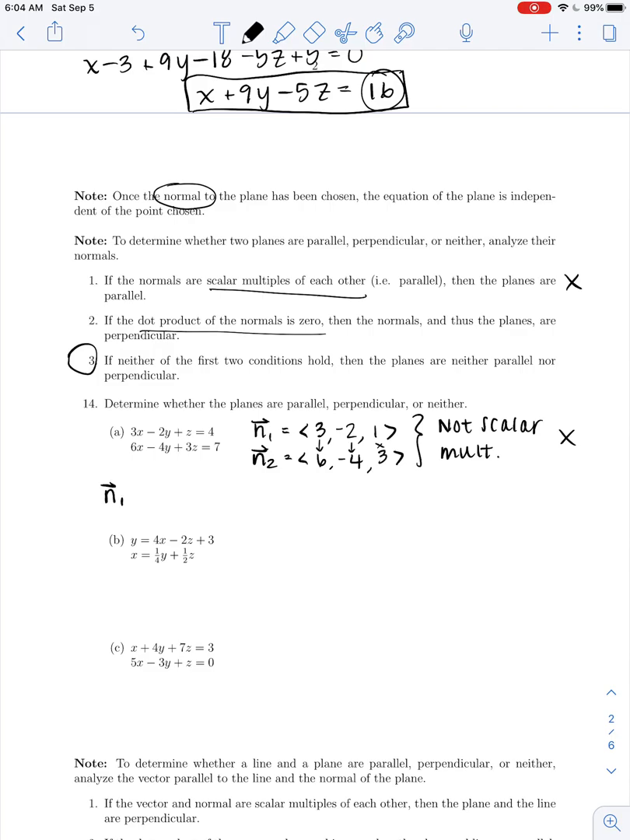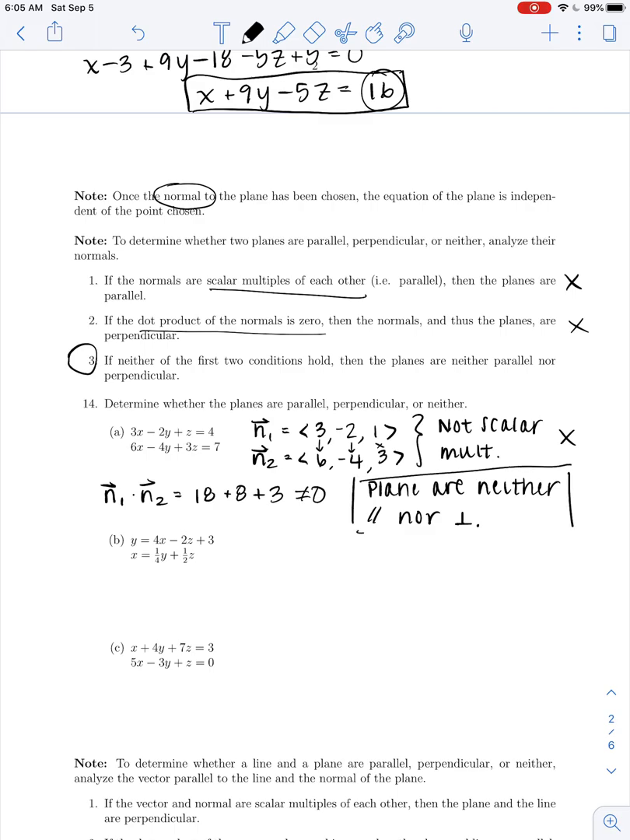Next, let's check the dot product. So I want to dot N1 with N2. This is 18 plus 8 plus 3. I don't care what that is. All I care is that that's not equal to 0. So that means that these planes are not perpendicular. So now, just by process of elimination, I can conclude that the planes are neither parallel nor perpendicular. And so that's my conclusion here, neither parallel nor perpendicular.